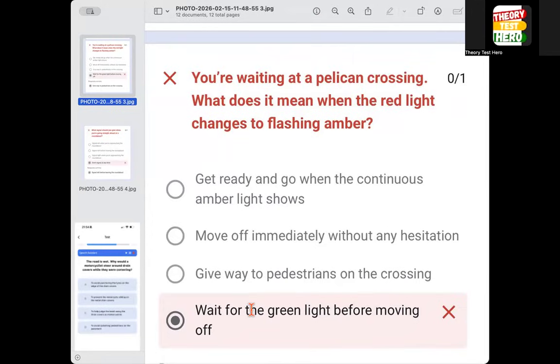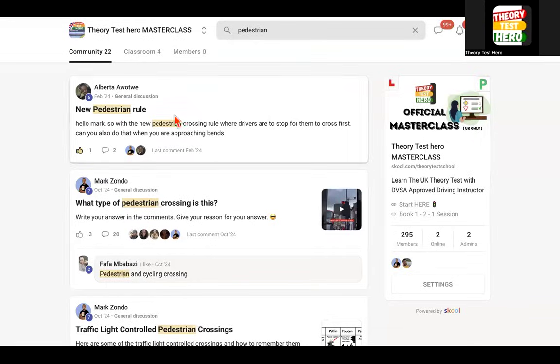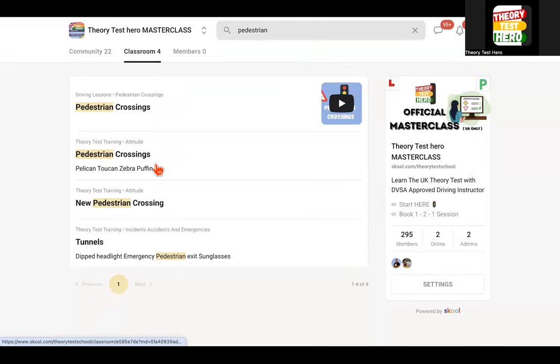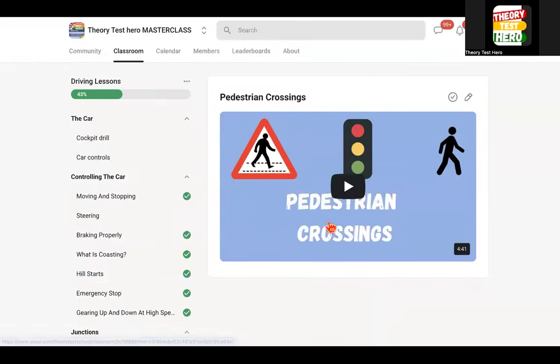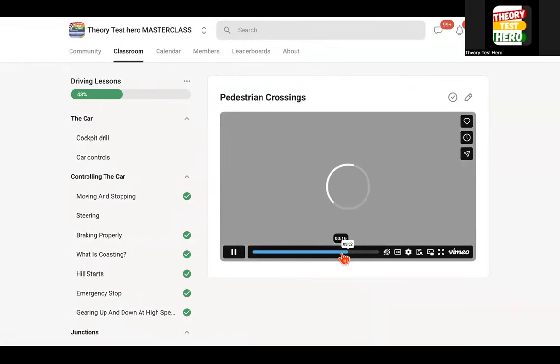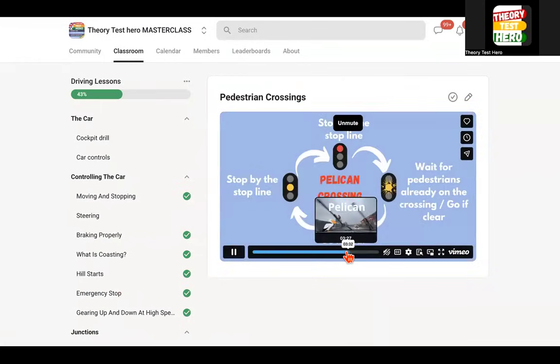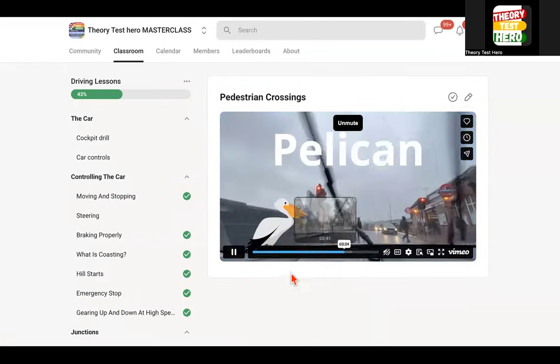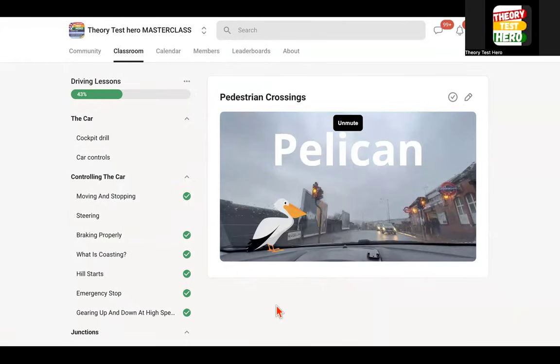So waiting for the green light before moving. So when it comes to a pelican crossing or toucan crossing, when it comes to flashing amber, you can treat it the exact same way as a green light. Let me show you what that looks like, okay? So if we go to the learning platform and we have a look at pedestrian crossings, I'm going to show you what a pelican crossing looks like and what to do when the light is flashing. So you see here, we approach the pelican crossing and the light starts flashing.